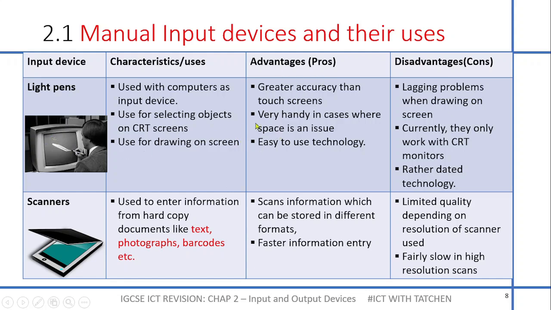Now, what are the advantages of light pens? They have greater accuracy than touchscreens. Yes, they are very handy in cases where space is an issue. So they are very small. So instead of probably having a mouse, you prefer to have these, maybe if you just want to be drawing or selecting things. So they are also easy to use.